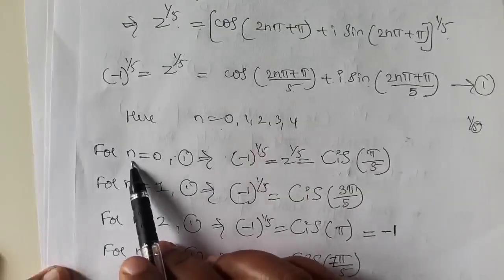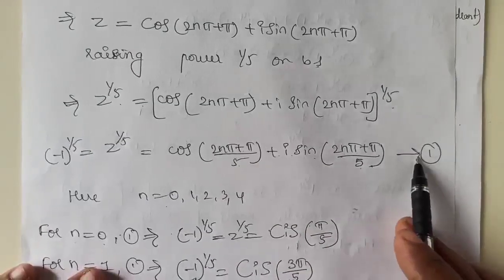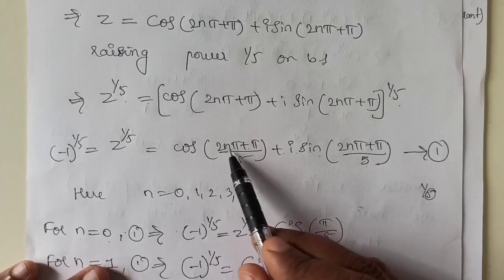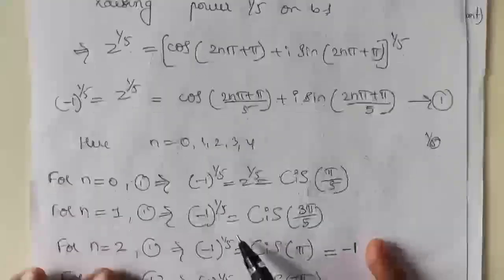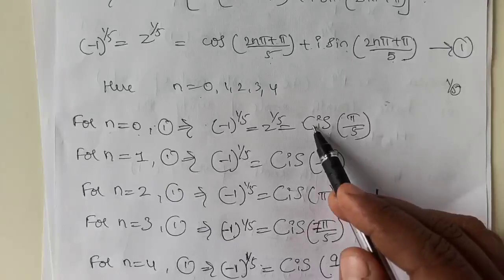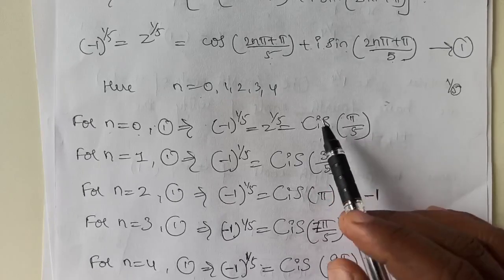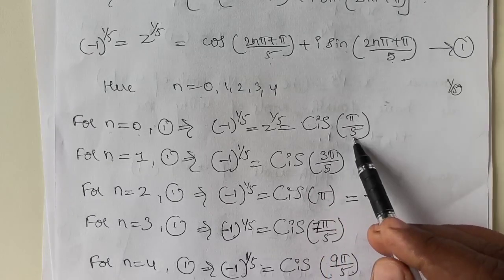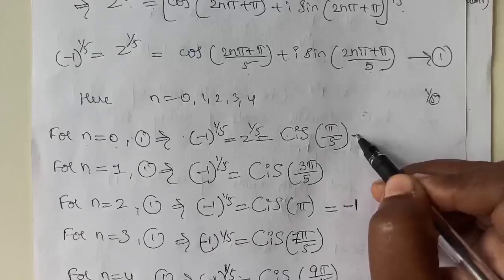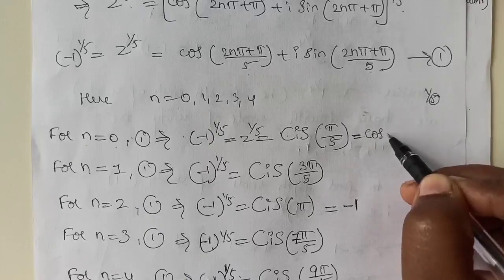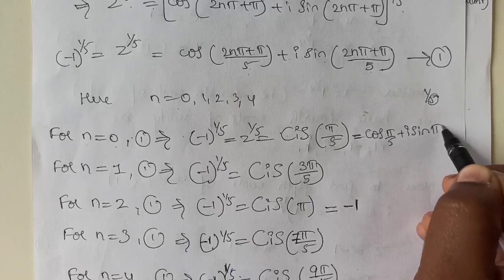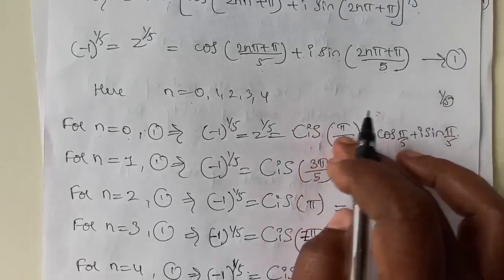Since here we want to find the fifth root, we have to take n values from 0 to 4. So for n equals 0, equation 1 becomes, on substituting n equals 0, this term becomes 0. We get π by 5. So that is cis π by 5. Cis means cos theta plus i sin theta, so cos of π by 5 plus i sin of π by 5. In short form, it can be written as cis.